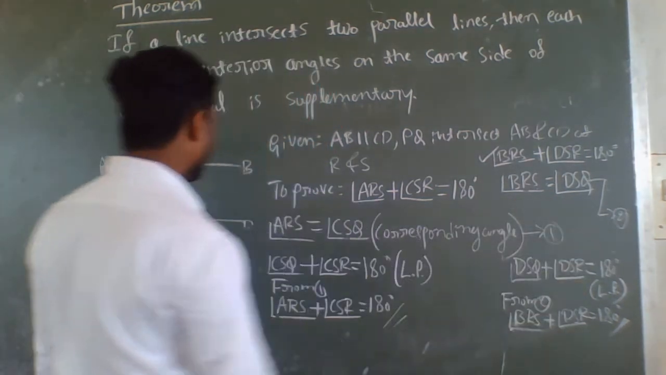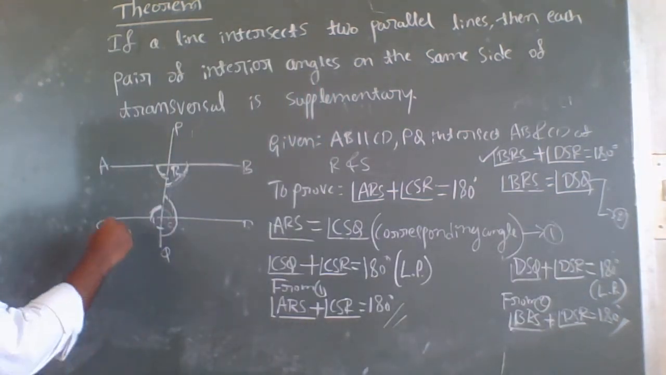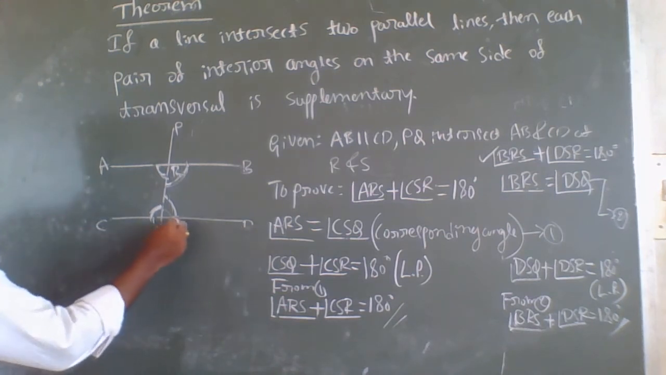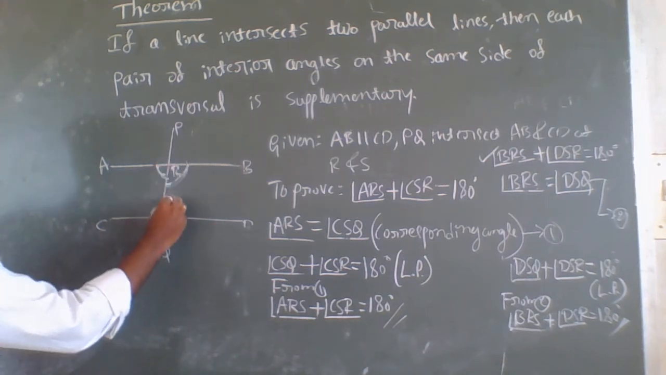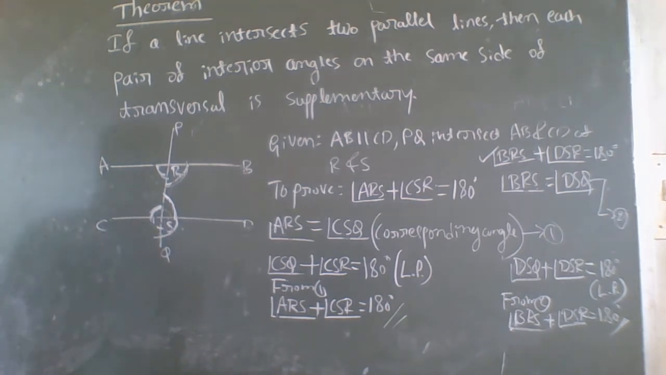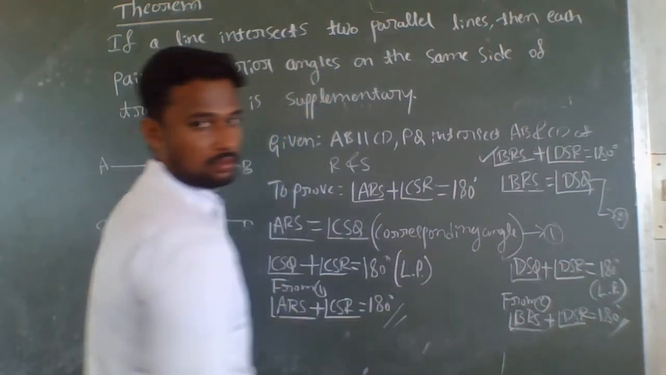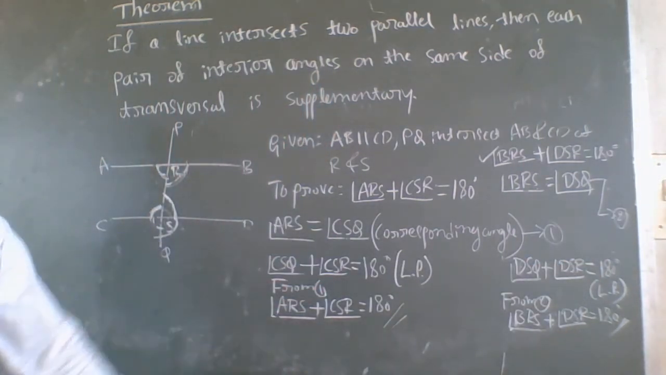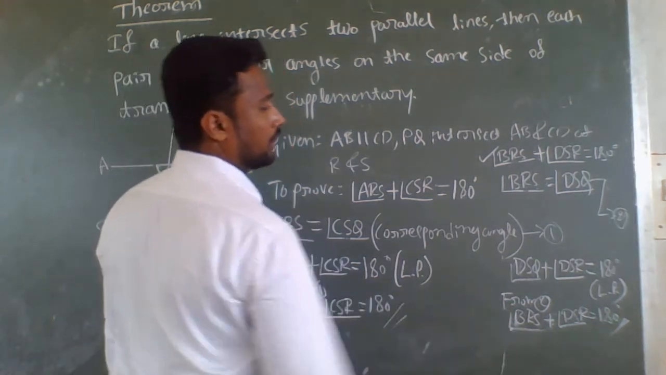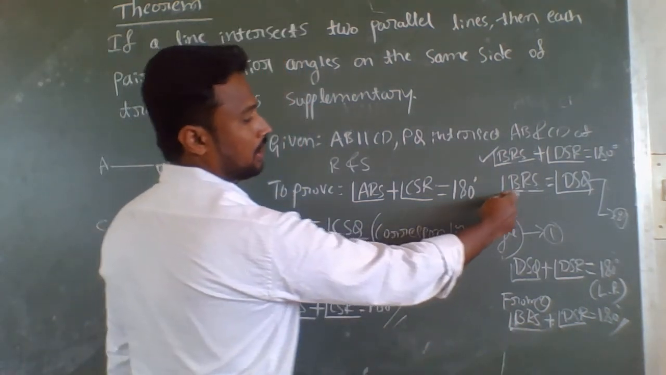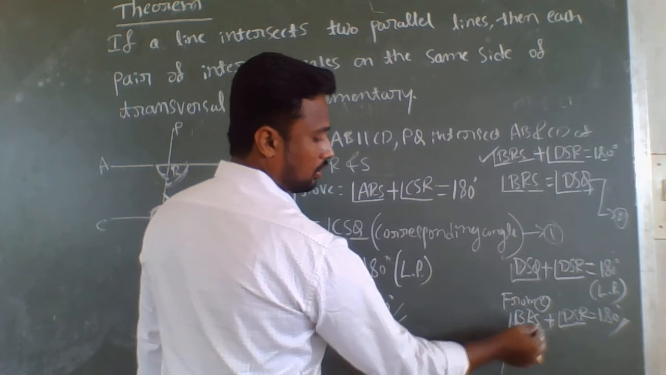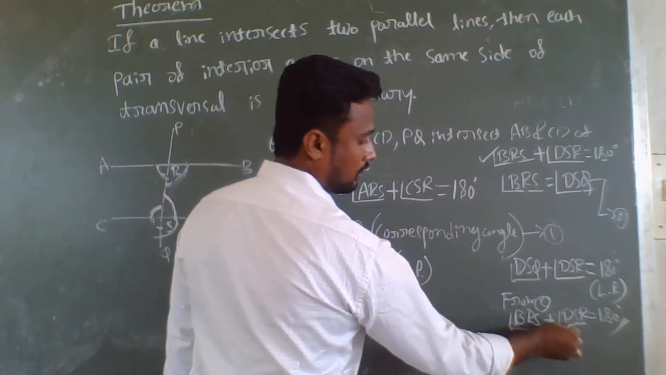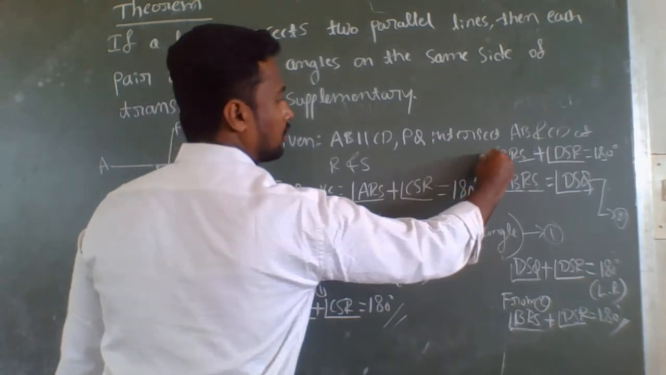and I will consider it as 2. And now in the next step I will write linear pair. Here angle DSQ, this angle, plus angle DSR, this angle, these two angles are a linear pair because these are on the line PQ. Therefore DSQ plus DSR is equal to 180 degrees because these are linear pairs. From 2, what can you write here? BRS is equal to DSQ. Means here in the place of angle DSQ, I can write angle BRS plus angle DSR is equal to 180 degrees. Hence, this is also proved.